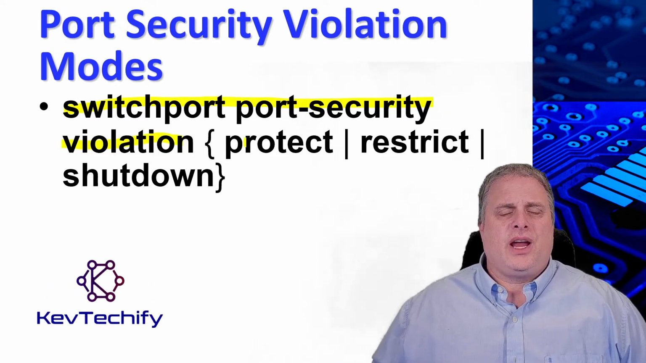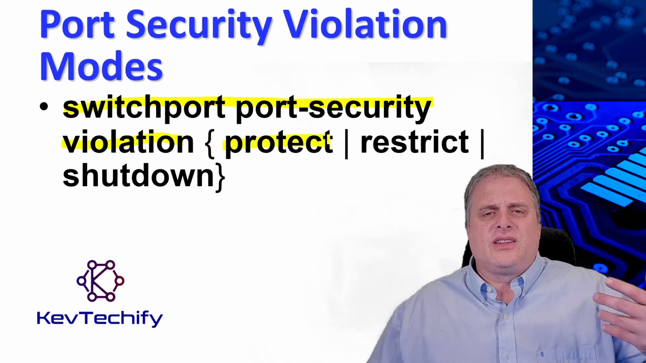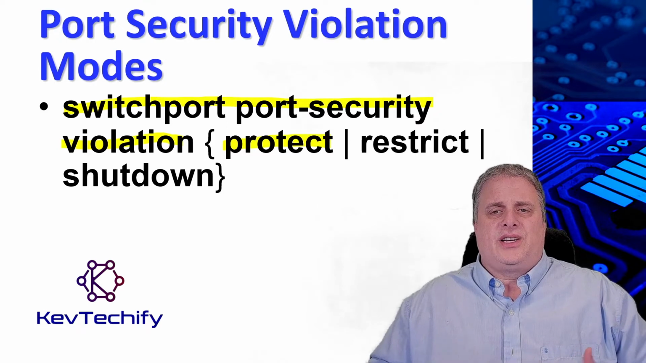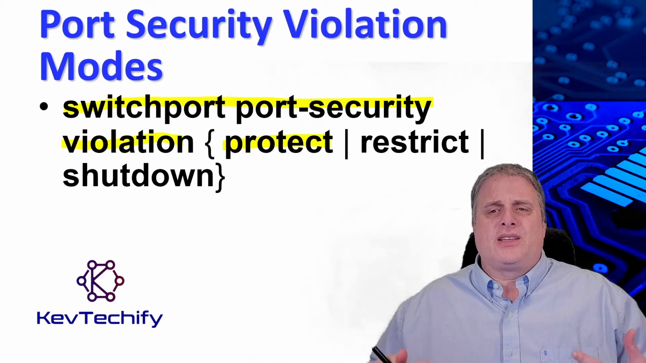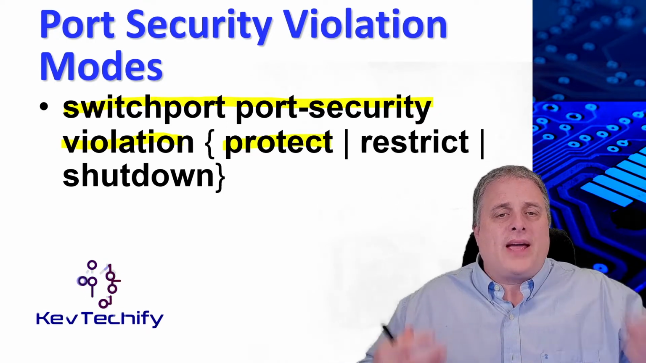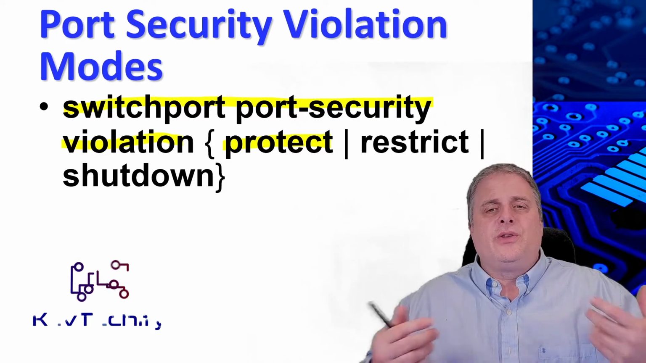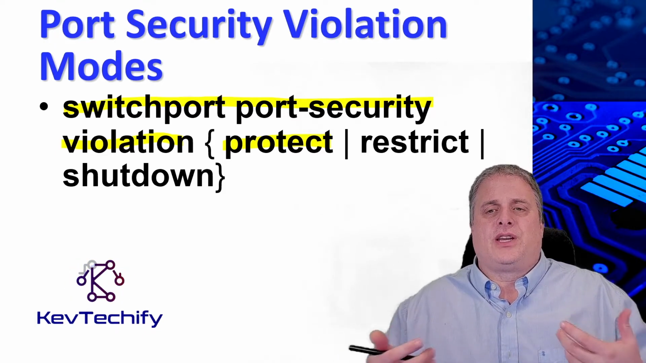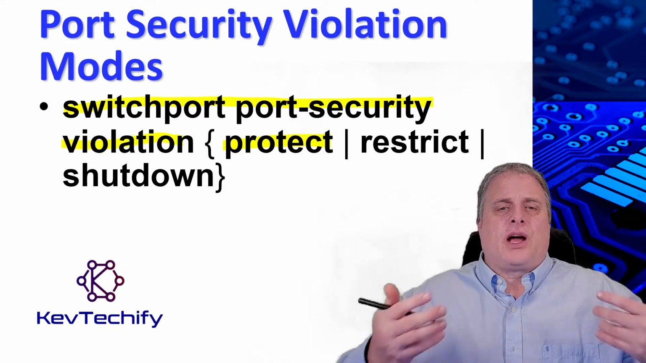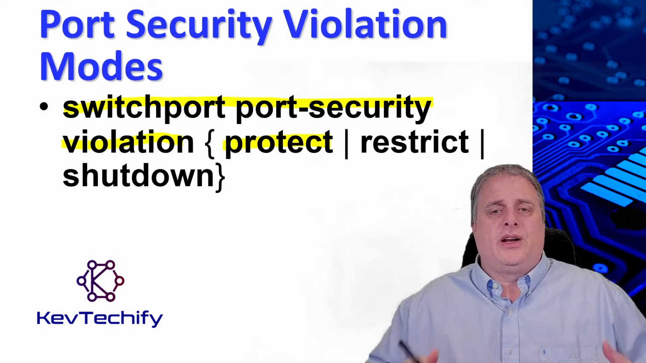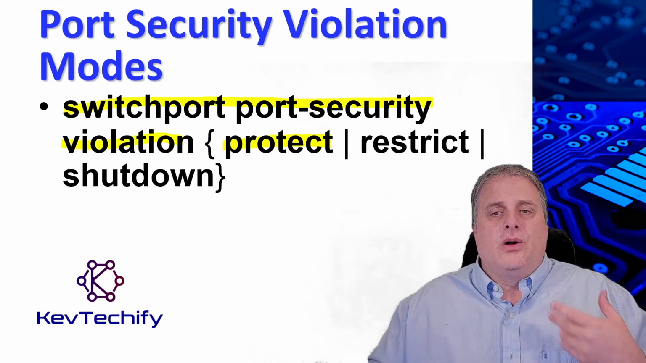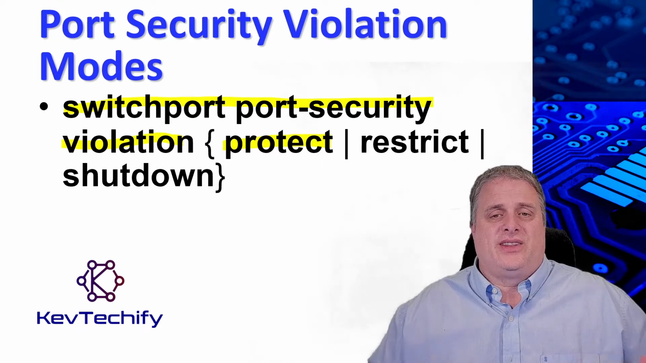First one we have here is protect. And this is the least secure of the security violations. The port drops packets with unknown MAC source addresses until you remove a sufficient number of secure addresses to drop below the maximum number or increase the maximum value. No syslog message is sent at this one.